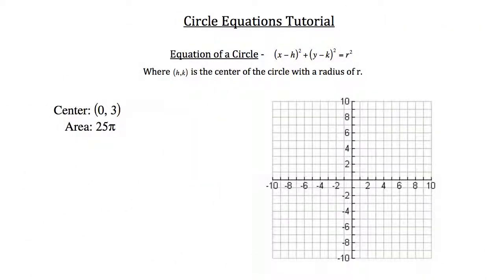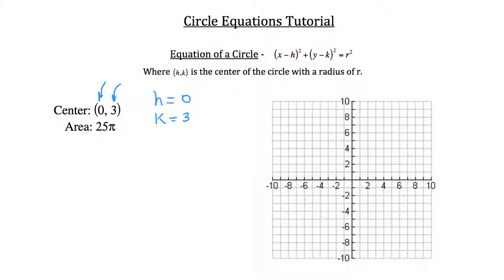In this problem, I've given you the center of our circle, and I've told you that it has an area of 25 pi. What I'd like you to do is write the equation of this circle and graph it. Let's begin with the equation of the circle. We know that since its center is at 0, 3, that must be its h, that's 0, and that must be the k value, 3. So h is equal to 0, and k is equal to 3.